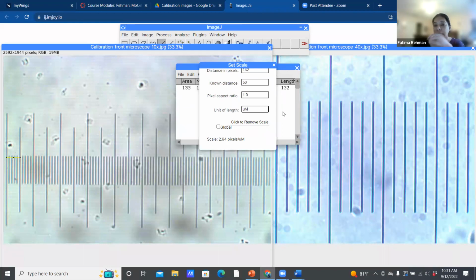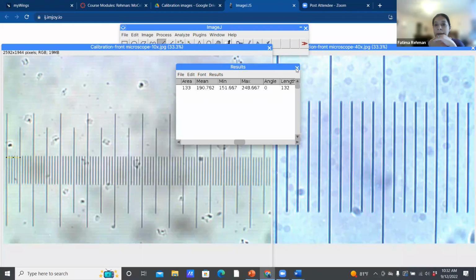Now, once you have figured out your final calibration and you're ready to take your measurements, you are going to open the set scale, and you can manually set the scale to the calibration that you want. So in this case, if I was going to open images at 10x, using the 10x objective lens, and start measuring them, I could click global and it will keep that in. I'm going to walk you through this by going to a different one.